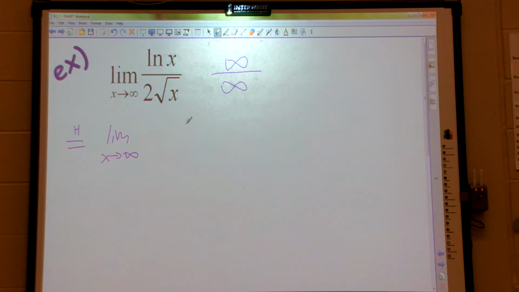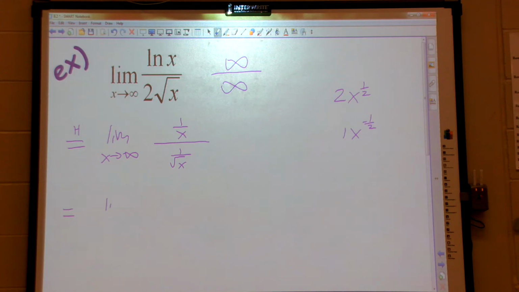What's the derivative of the top? 1 over x. Derivative of the bottom, that's really 2x to the 1/2. So when I take a derivative, I'm going to get 1/2 x to the negative 1/2. 1 over square root of x. Which then I can KFC.